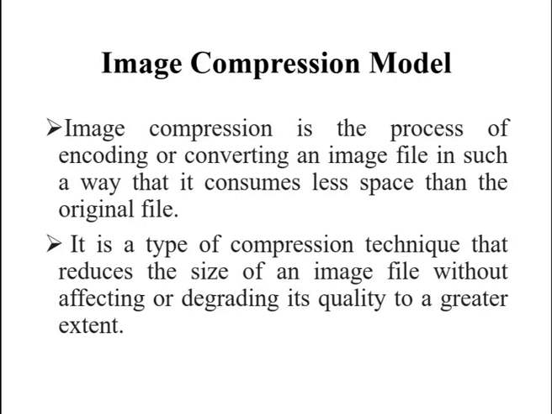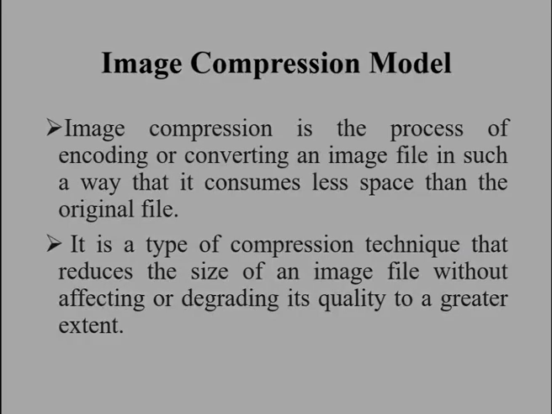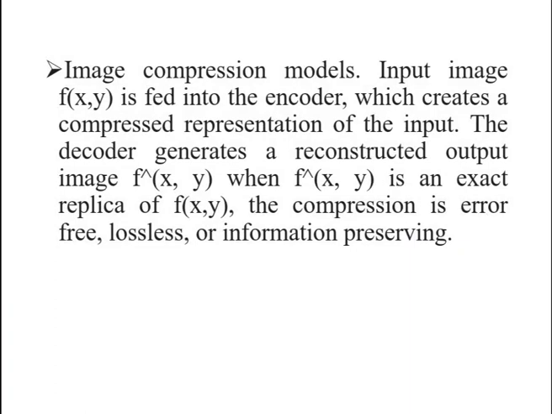The figure shows the functional block diagram of the general image compression system. The first three blocks represent the encoder, that is, the encoder consists of a mapper, quantizer, and symbol coder, while the two boxes, the symbol decoder and inverse mapper, make up the decoder. Let us discuss the functions of the encoder and decoder in brief. The encoder in the figure is designed to remove redundancy through a series of three independent operations.